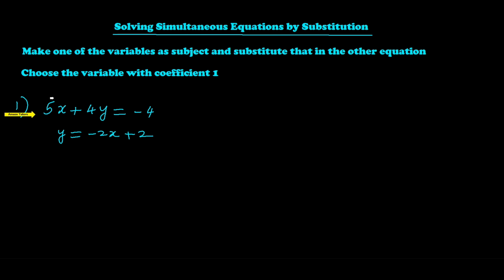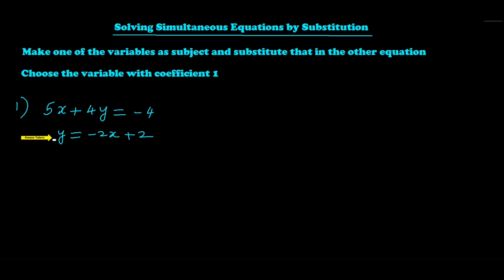So this is question number 1. 5x plus 4y is equal to negative 4. y is equal to negative 2x plus 2. So here choose the variable with coefficient 1. Obviously the second equation already has y as the subject. I hope you know about what is the subject, changing the subject of an equation or formula. As this is already the subject for the second equation, substitute this y in the first equation.